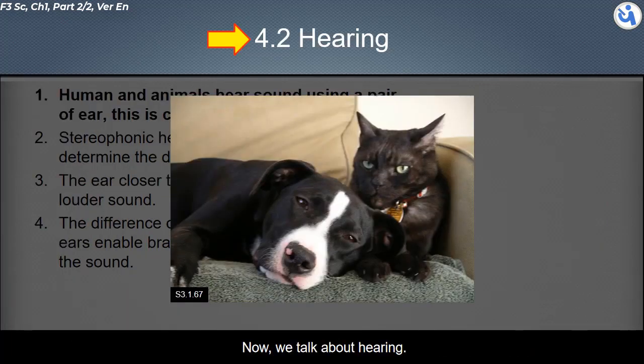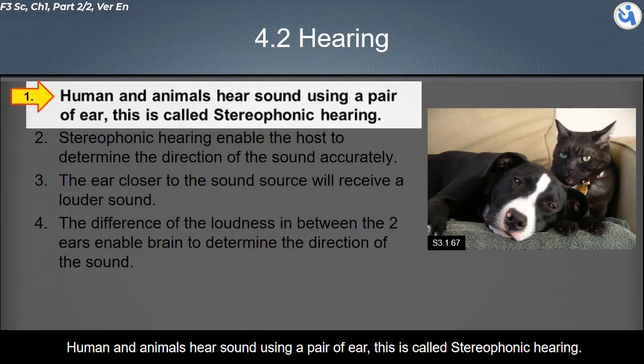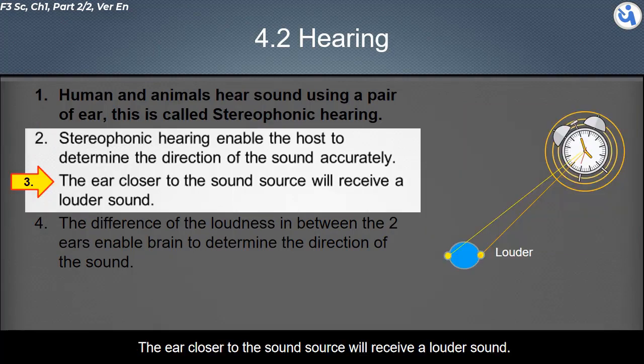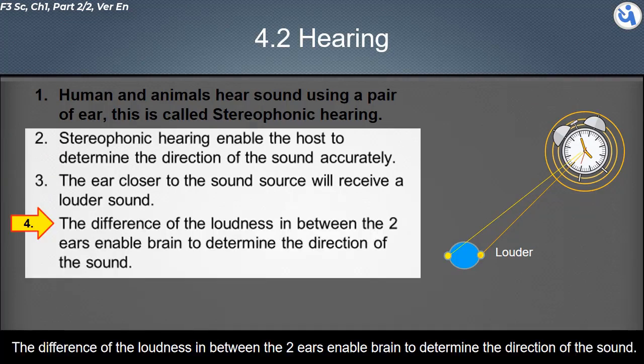Now, we talk about hearing. Humans and animals hear sound using a pair of ears. This is called stereophonic hearing. Stereophonic hearing enables the host to determine the direction of the sound accurately. The ear closer to the sound source will receive a louder sound. The difference in loudness between the two ears enables the brain to determine the direction of the sound.